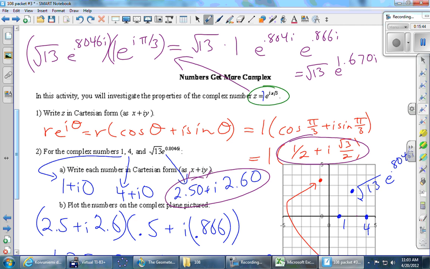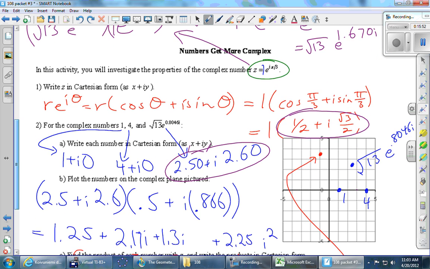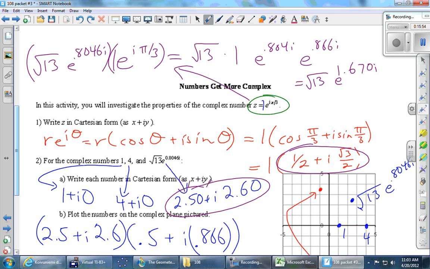And I guarantee you that you're going to get -1 plus 3.47 i when you do the sines and cosines on this guy in purple. Same number. If we don't care about the form of the final answer, which way was easier? The foiling form or this form? This felt a lot easier, didn't it? All we had to do was add the powers and multiply two numbers in the front. A whole lot easier than FOIL.